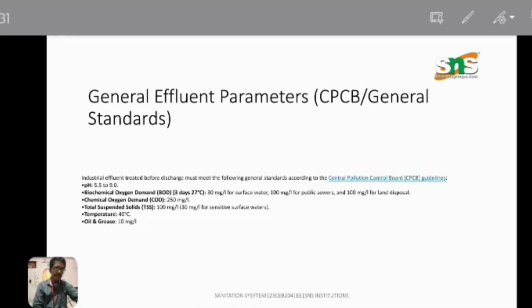General parameters are given by the Central Pollution Control Board, and general standards are given by the state board as well as the central board. The central board maintains a common statement that pH should be between 6 to 8, total suspended solids about 5 to 10 milligram per liter, and chloride should be 550 milligram per liter. These are all given by the pollution control board to minimize the pollution in the environment.